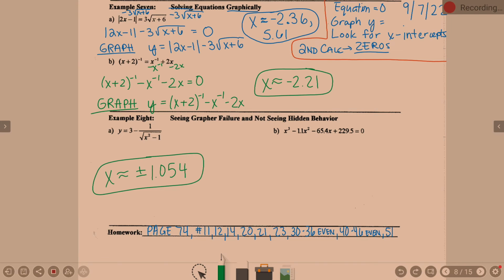I can't see. Is that 1.1? Yeah. It is? Okay, yeah. Yes. 1.1 x squared minus 65.4x. Oh, this is a fun one. 229.5, huh?